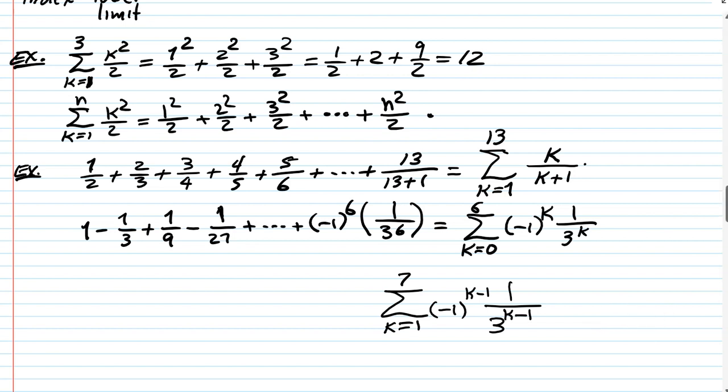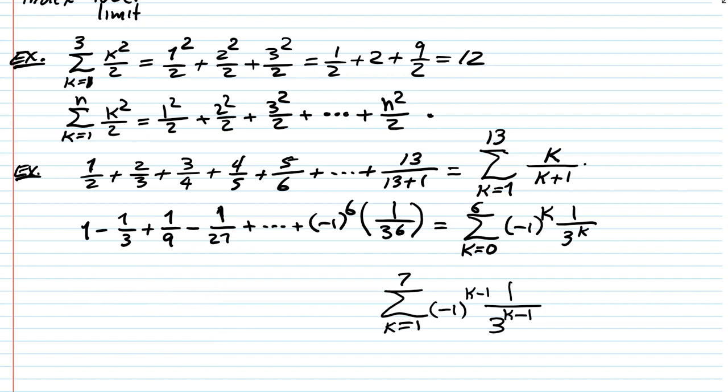Now, just to make sure I got the sign correct, when k is 1, negative 1 to 1 minus 1 is negative 1 to 0, which is 1 positive. Next one will be negative, positive, negative. I'm good with this. So there you go.